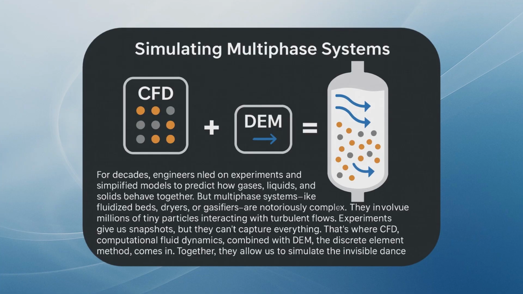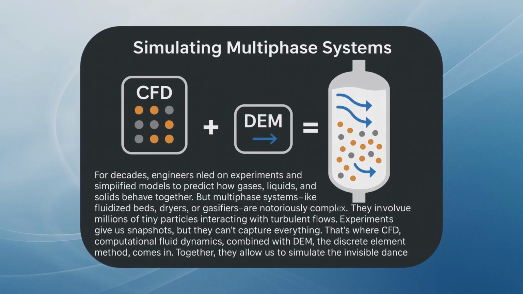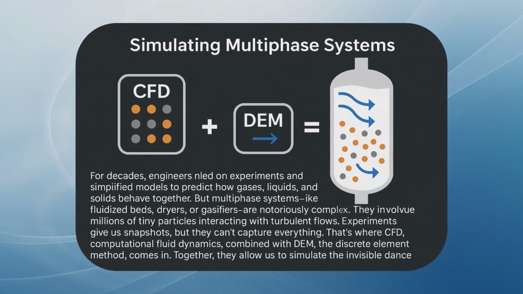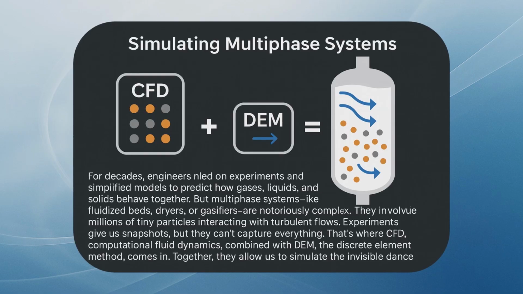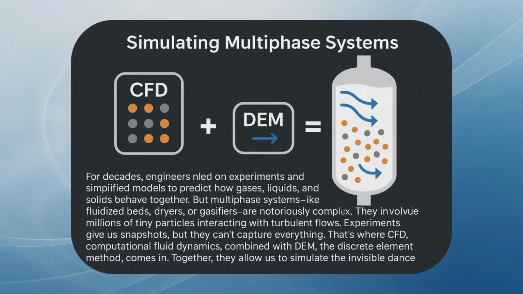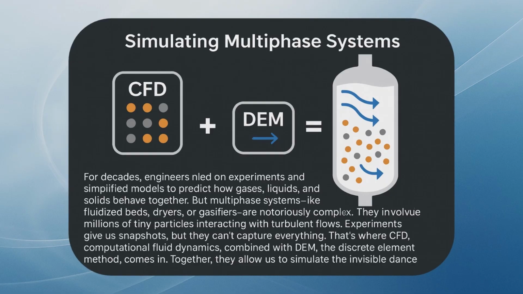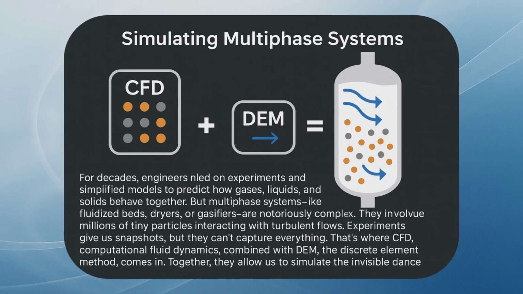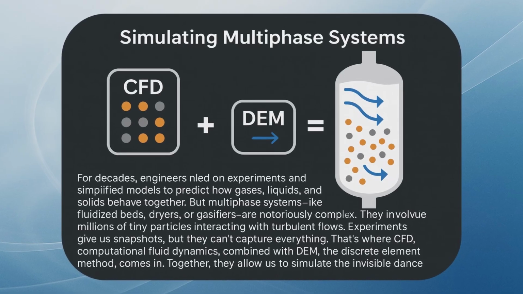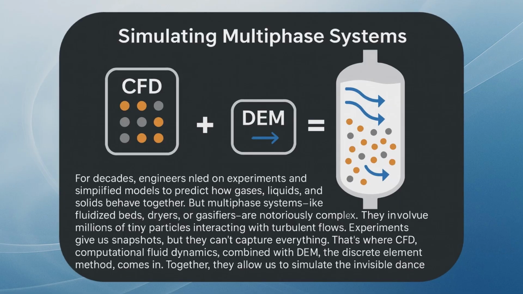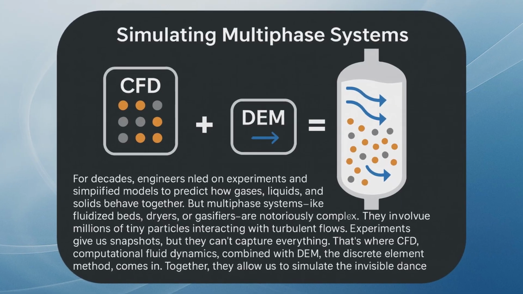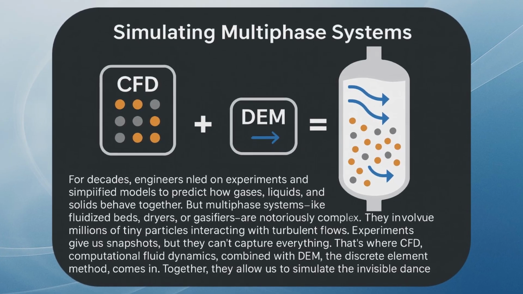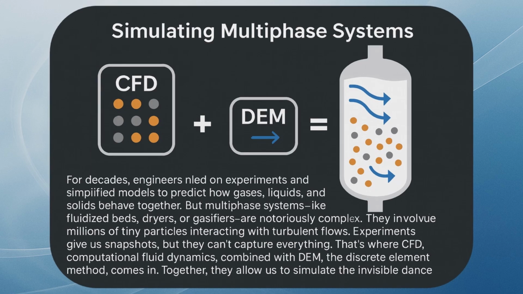For decades, engineers relied on experiments and simplified models to predict how gases, liquids, and solids behave together. But multiphase systems, like fluidized beds, dryers, or gasifiers, are notoriously complex. They involve millions of tiny particles interacting with turbulent flows. Experiments give us snapshots, but they can't capture everything. That's where computational fluid dynamics combined with discrete element method, or CFD-DEM, comes in. Together, they allow us to simulate the invisible dance between fluids and particles at multiple scales.